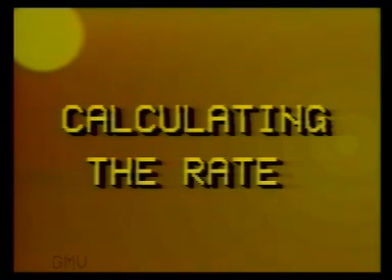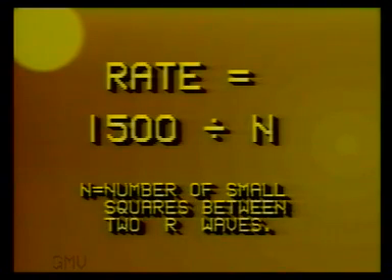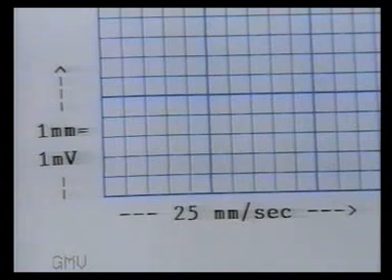Now we come to the second section on interpretation of PQRS-T patterns. Calculation of the heart rate. The heart rate is calculated by measuring the number of small squares between two successive R waves. 1500 divided by this number gives us the heart rate per minute. The standard ECG paper runs at a rate of 25 millimeters per second. So each small square represents 0.04 seconds and each large square represents 0.2 seconds.